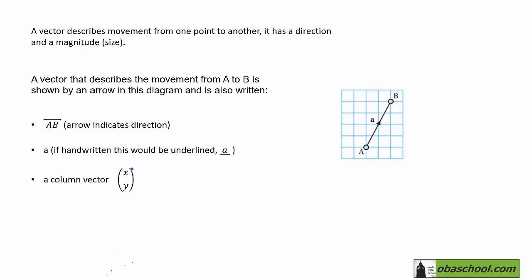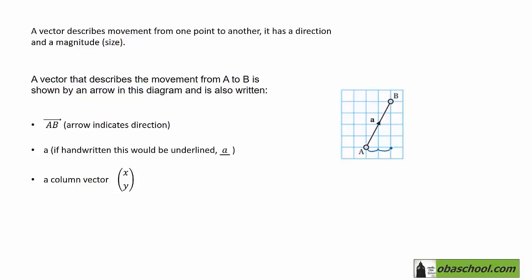Now, the column vector, logically, can be positive or negative, and this depends on the direction. This depends if we're going left or right when it comes to the x-axis, and it also depends if we're going up or down when it comes to the y-axis. So let's analyze this within the diagram.